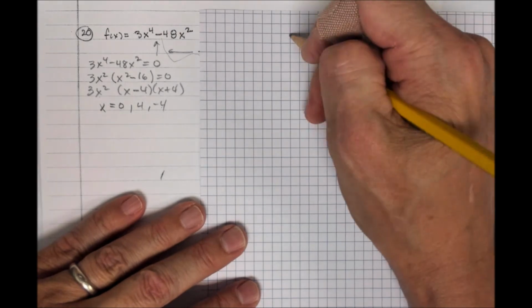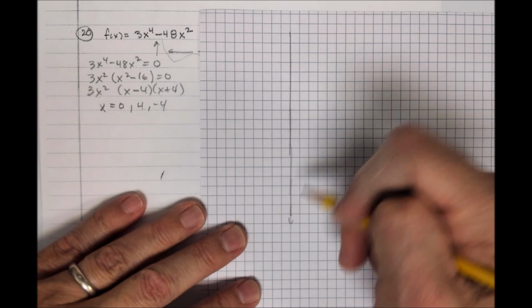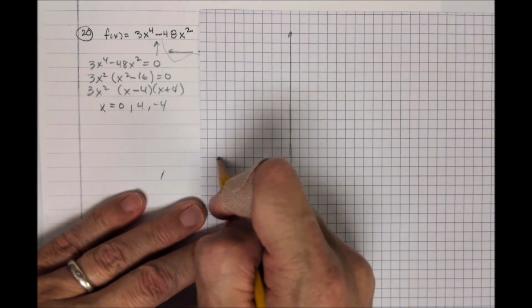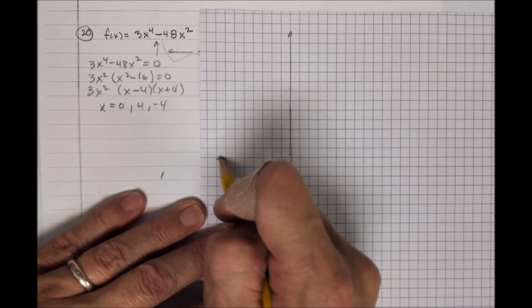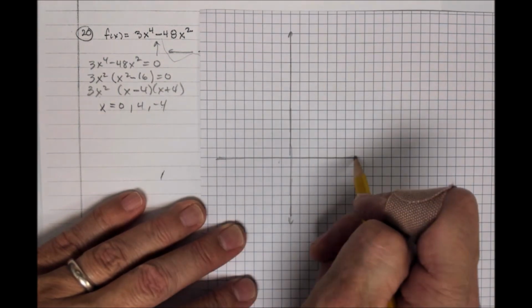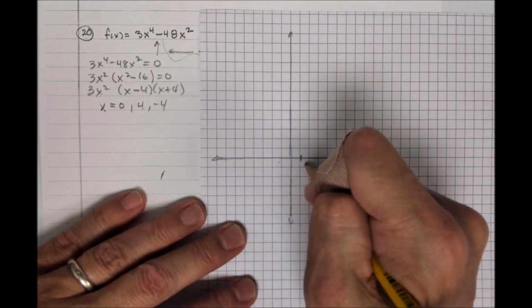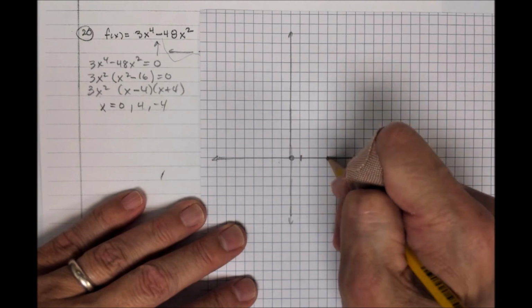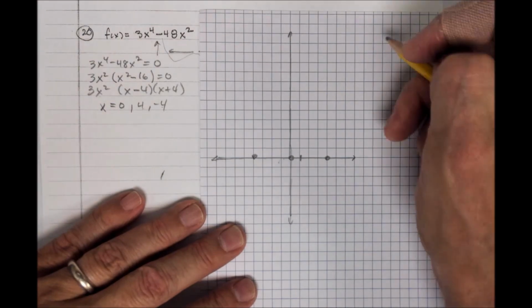Okay, so I'll figure out my scale here in just a second. I think it's probably going to look like this. Okay, I think I know anyway. Here's 1. So I'm going to have (0, 0), (4, 0), and (-4, 0). So I'm going to make a T-chart.